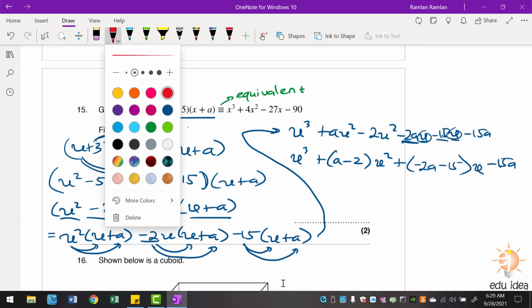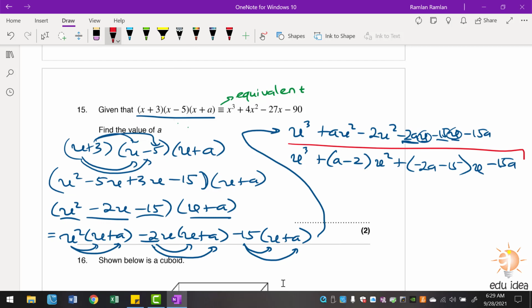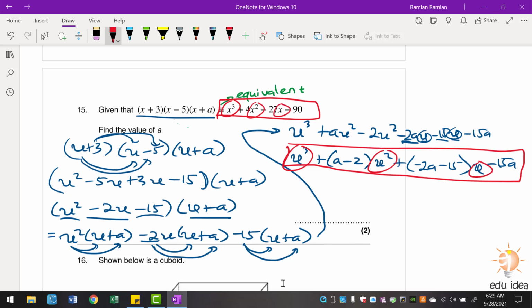As we have seen on the top here, this guy will be equivalent to this guy, because the form is the same. This has x to the power of 3, and this one has x to the power of 2, and this one has an x, and this one doesn't have any x. So we can choose any terms that we want.